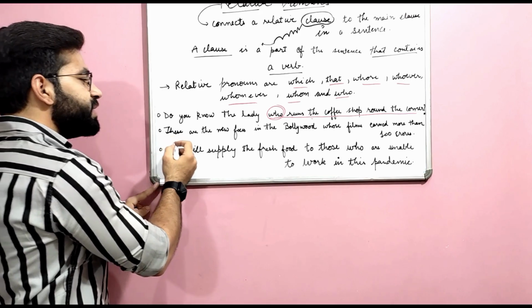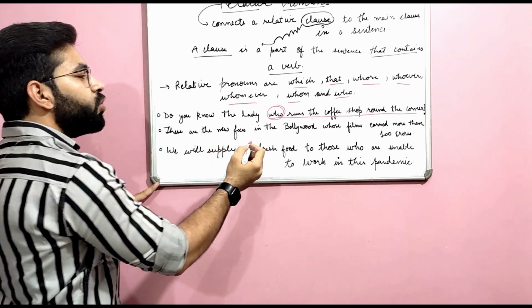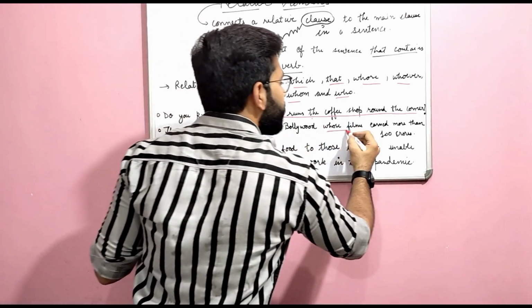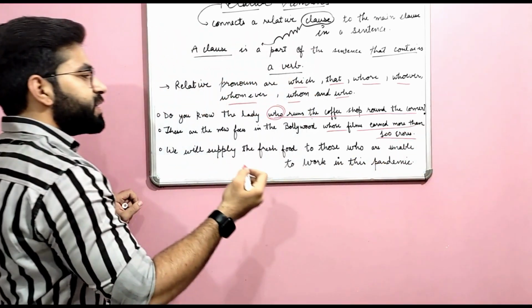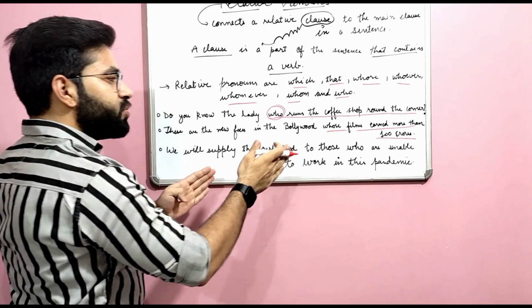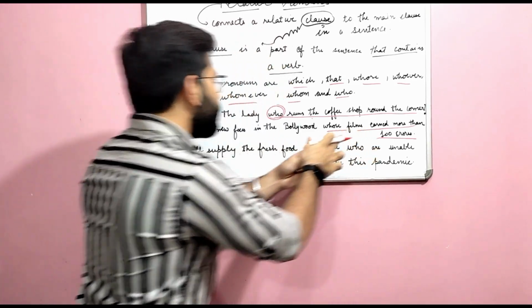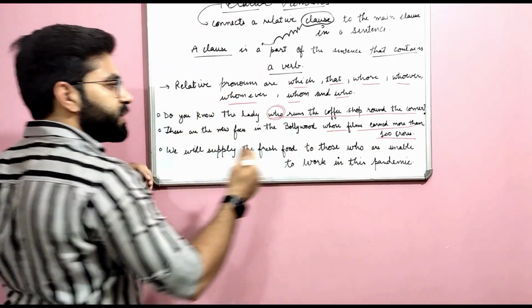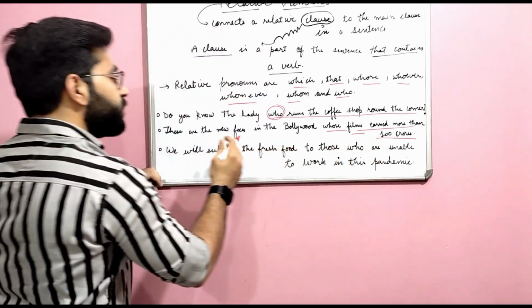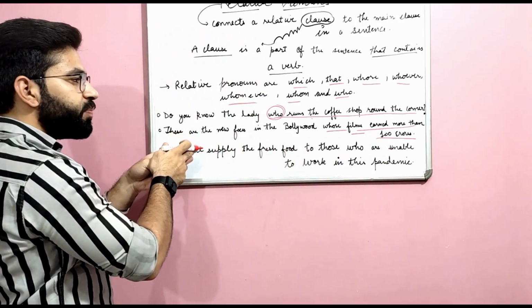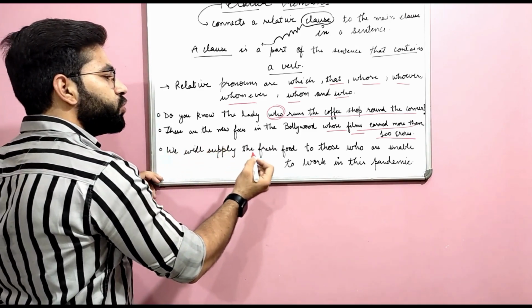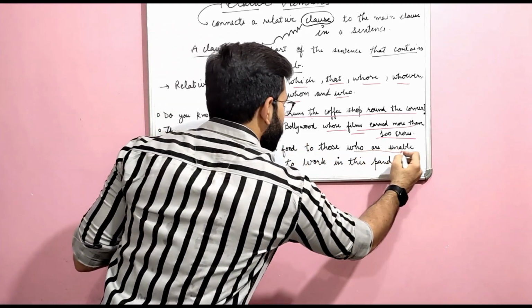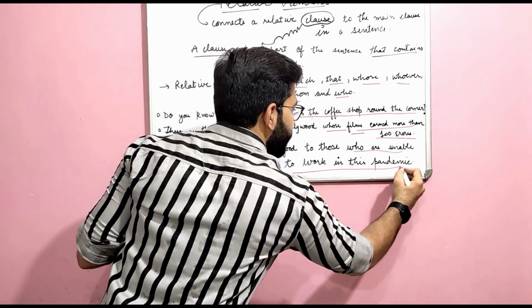In the next sentence, these are the new faces in the Bollywood whose films earned more than 100 crores. In this sentence as well, whose is being used to connect the relative clause to the main part of the sentence. It is giving more information about those new faces. In the next sentence, we will supply the fresh food to those who are unable to work in this pandemic.